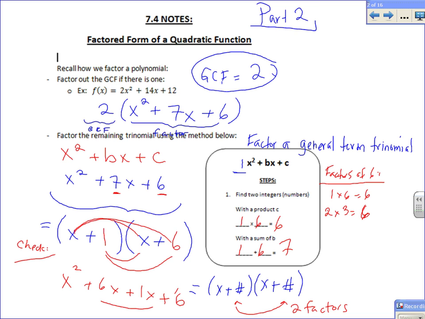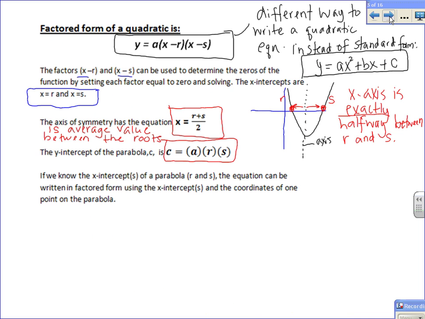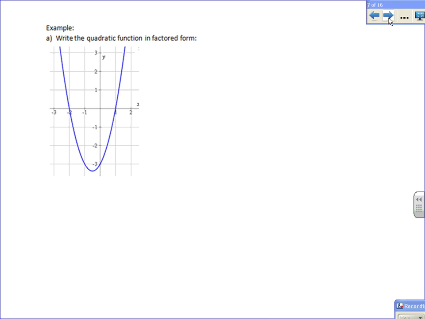And so I'd like you to flip ahead, starting at the first page of 7.4, to the fourth page of the 7.4 notes. You'll see at the top of the fourth page that you have this example here. You have a parabola, and it says write the quadratic function in factored form. So we're on the fourth page of the notes, and we're going to start our lesson right here. This is 7.4, part 2.